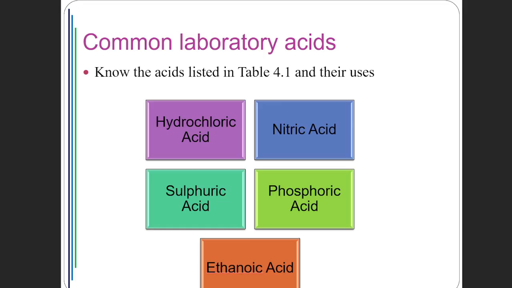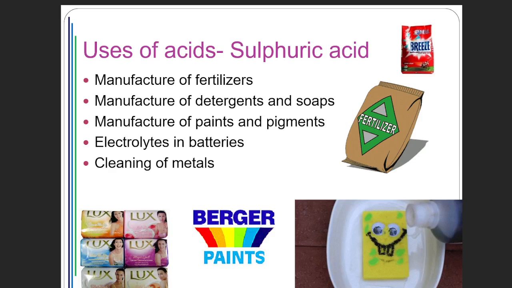I will discuss the uses of a few of these. For example, sulfuric acid is used to make fertilizers, detergents, soaps, paints, and pigments. It's found in car batteries, and you can even use it to clean rusted or corroded metals.